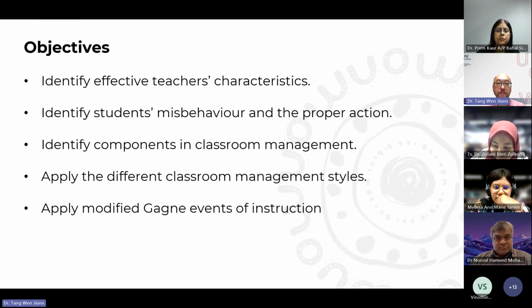Okay, so the objectives for this workshop: first is to identify what are effective teachers' characteristics, identify students' misbehavior and proper action, identify components in classroom management, apply the different classroom management styles, and lastly, we look at the Gagne's events of instruction.